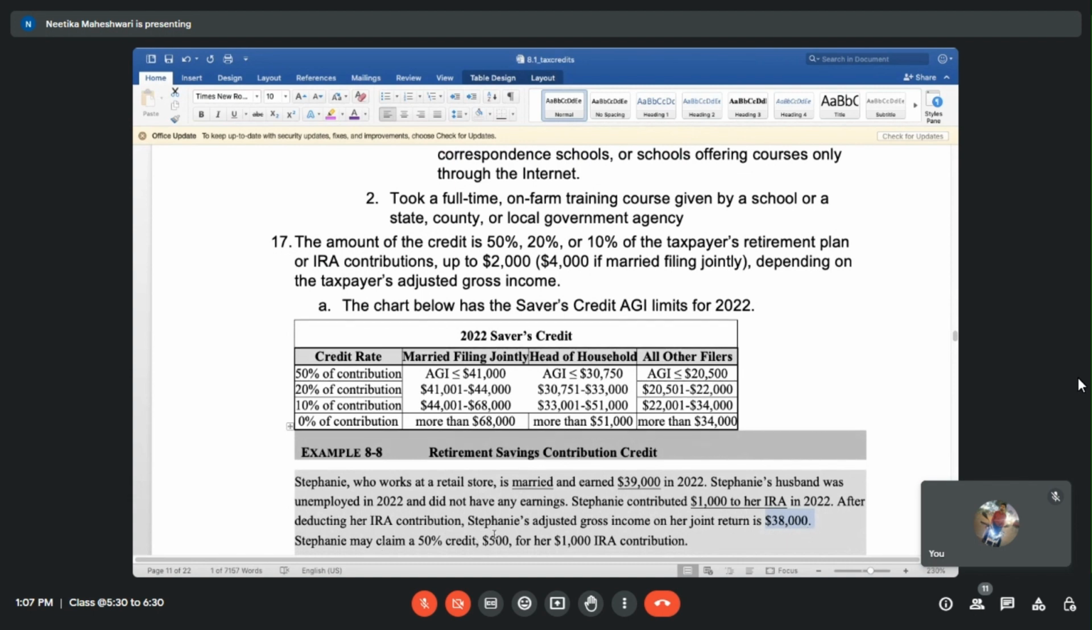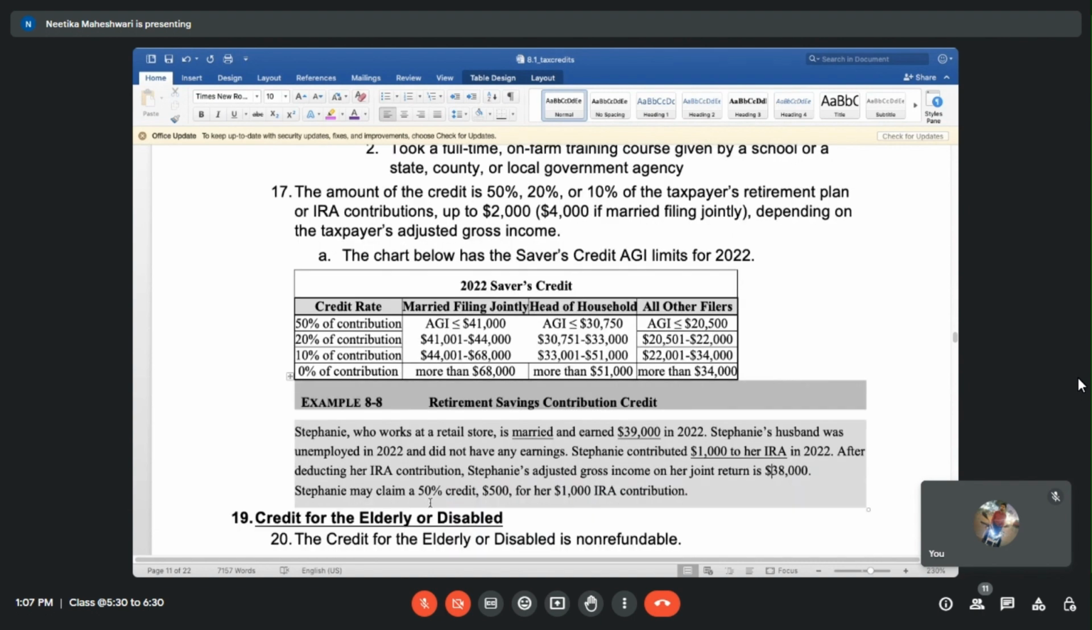Why 50% credit? Because her AGI is less than 41,000, so she can claim 50% of the amount that she is putting into the IRA. So up to $500, she can take that as a credit. That is on top of the deduction she is already getting. So her taxable income is already reducing from 39 to 38. On top of that, because they are under this category, there is an extra incentive given that they'll take another $500 credit. That means their liability will get reduced by $500.